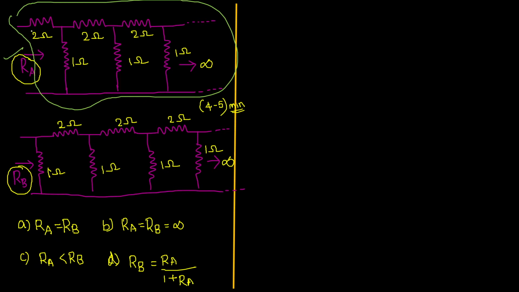First a 2 ohm resistor, then a 1 ohm resistor, again a 2 ohm resistor, 1 ohm, 2 ohm, 1 ohm. It keeps on getting repeated up to infinity.